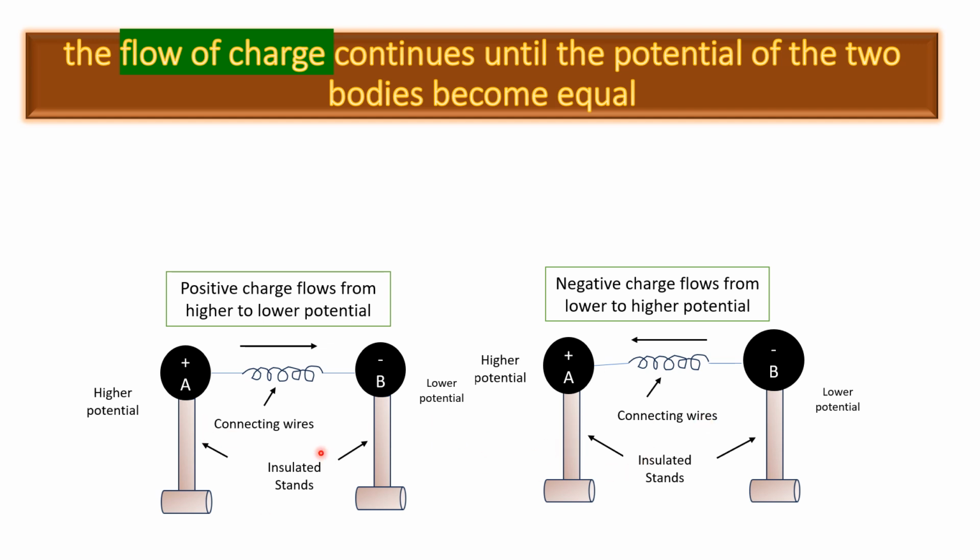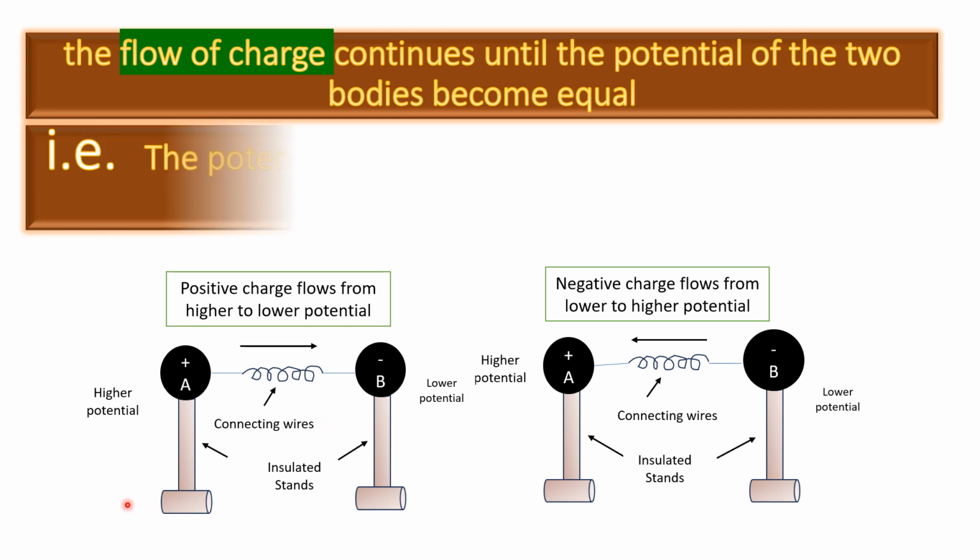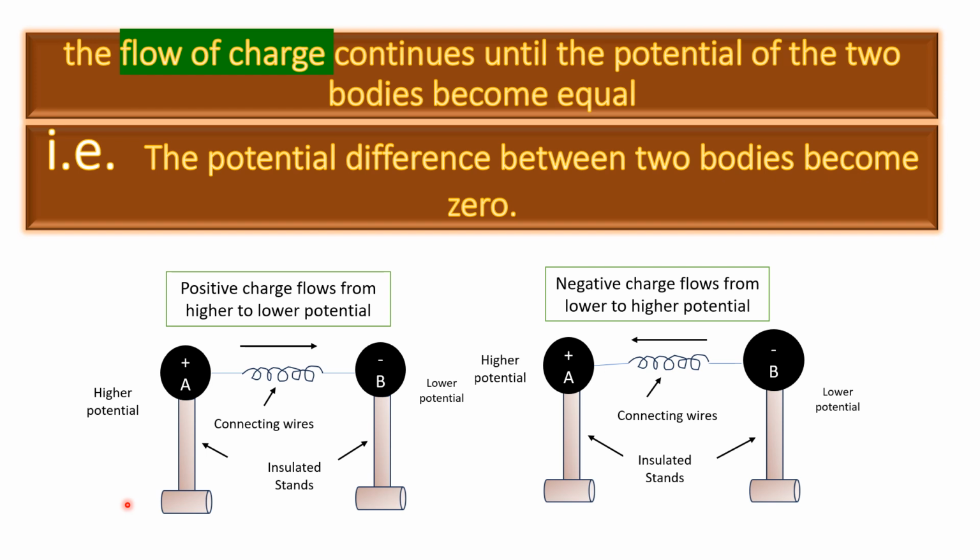So it's not that the charges will flow forever. It will stop. But when will it stop? When the potential difference between two bodies becomes zero. So there's no difference between two bodies. And when will it become so? When the potential of these two bodies will be equal.